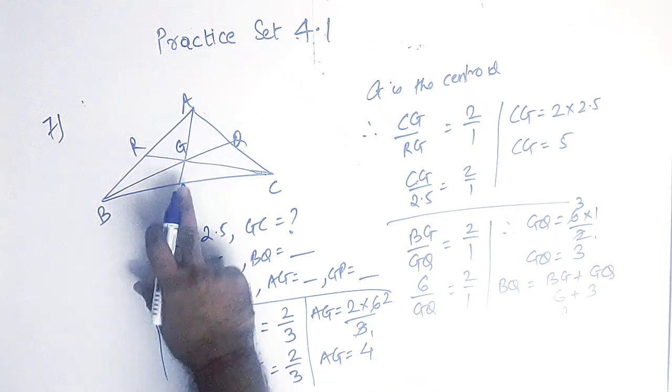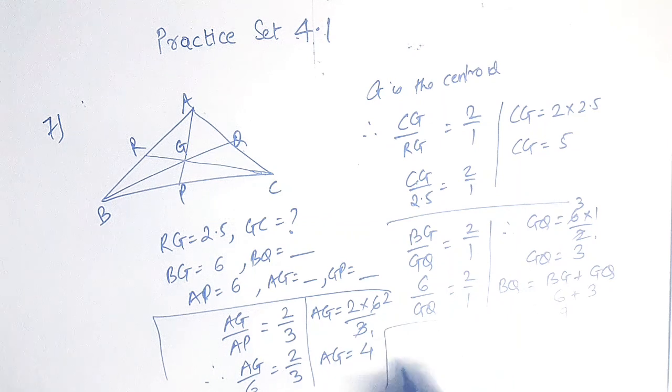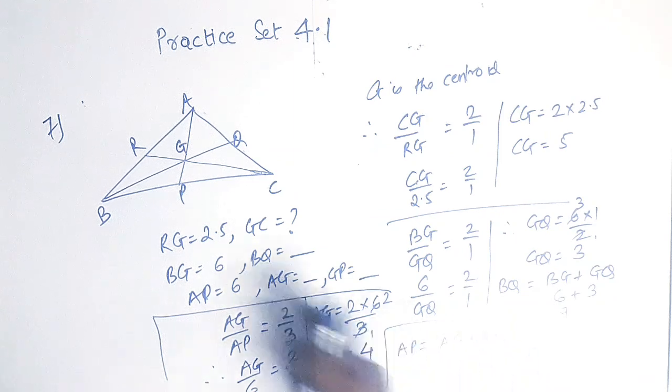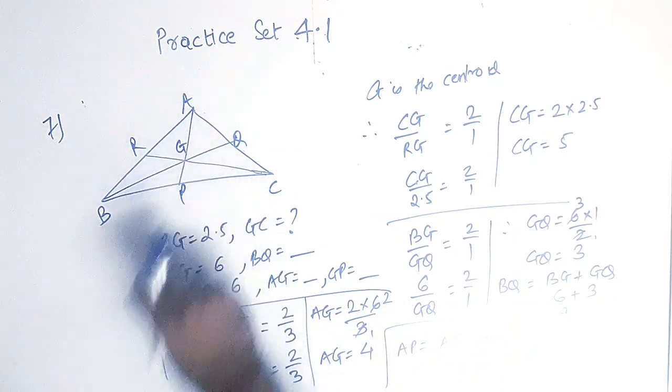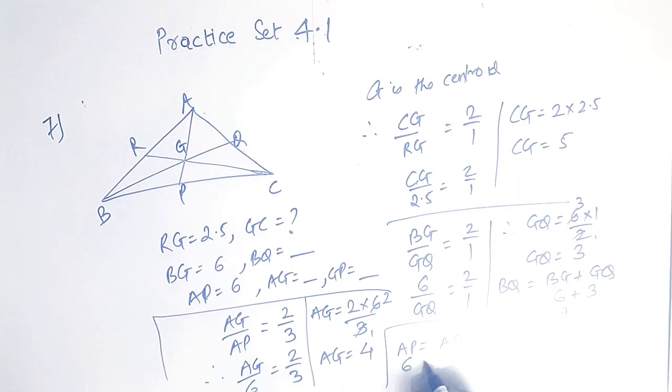Okay, so how will you find GP? Very simple, subtraction. AP is equal to AG plus GP. Okay, AP is nothing but AG plus GP. We know AP, this is 6. AG we know this is 4. So GP we can find. GP will be 6 minus 4. So what is GP equal to? GP equals to 2.